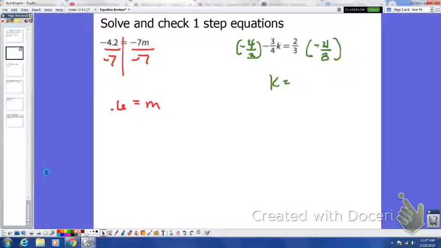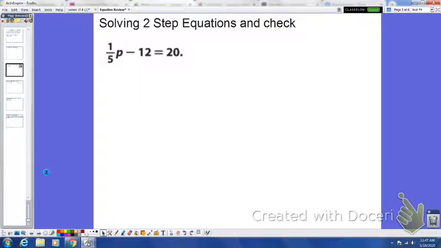And then 2/3 times negative 4/3, well, I multiply straight across. 2 times negative 4 gives me negative 8. 3 times 3 gives me 9, so k equals negative 8/9. Remember, we can substitute that back in. Negative 3/4 times negative 8 over 9 would in fact give us 2/3. So that did check out. We did a quick mental check there. Okay, so there's your 4 one-step equations. Hopefully you guys remember how to do them. So if we move on to our 2-step equations.